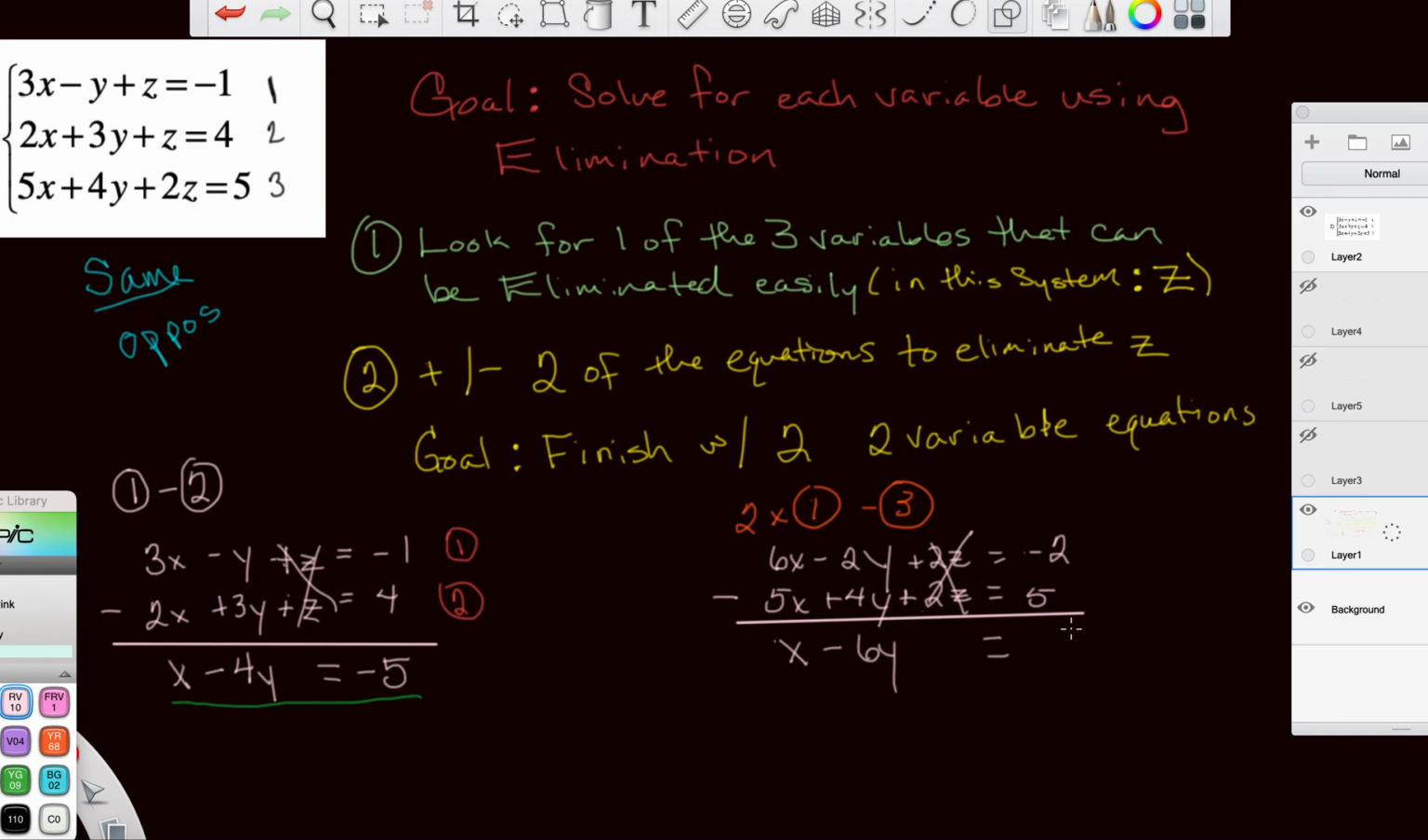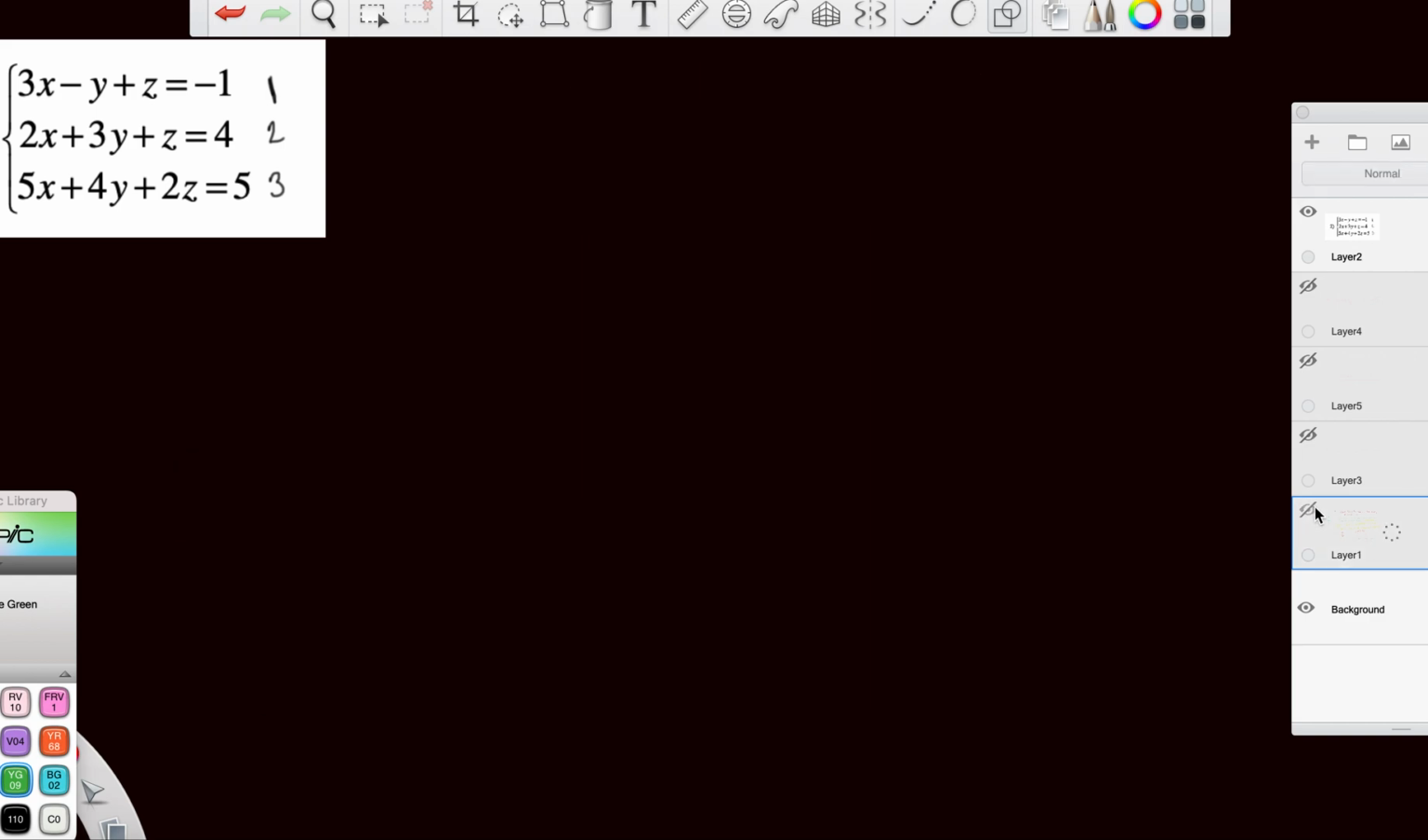Put our equal sign in. We have negative 2 minus 5 gives me negative 7. Now I have my second equation. I've reached my goal for this section. All right, so I'm going to get rid of this and open up. My next step is to eliminate one of the two remaining variables.